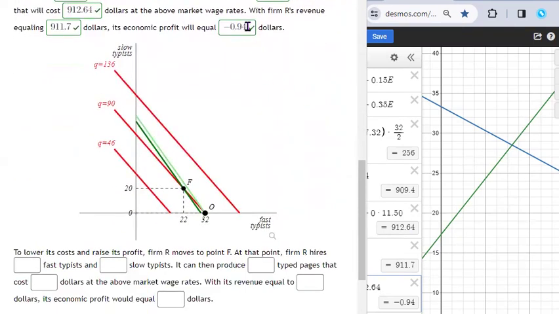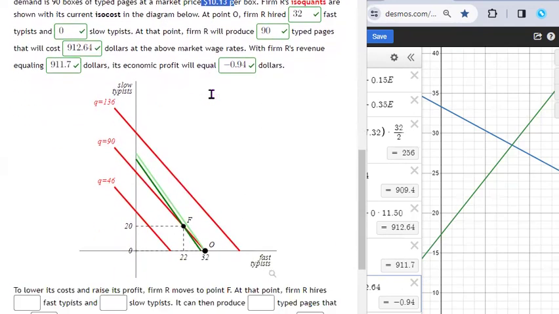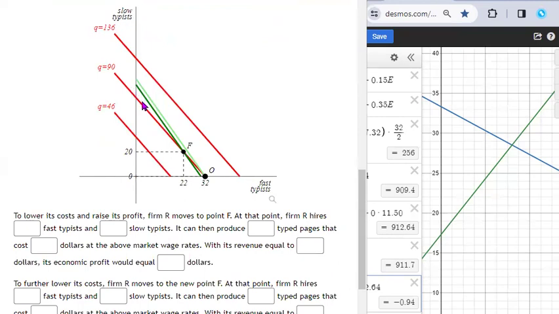So, recognizing that they're making a loss, what is firm R going to do? Well, it's going to lower its cost and raise its profit, right? It knows it can sell 90 boxes. Marketing says, hey, you can sell 90 boxes at that price. So we're going to hold output constant along this isoquant, right? And what we're doing here is moving from point O to this new point F, right?